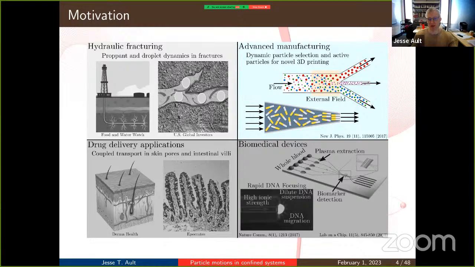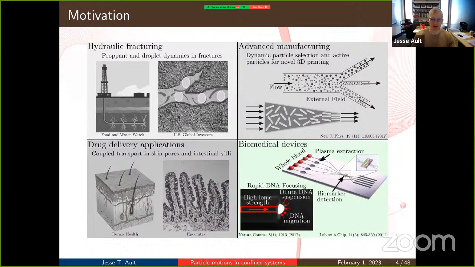Well, then it's useful to have techniques to isolate or select or separate different particles by whatever properties they have, size or charge. And so that's something that you could do in a microfluidics type device. On the other hand, you can think about drug delivery applications. Again, you have a variety of confined systems in your body where you want to somehow transport drug molecules. And then finally, biomedical devices, you may want to isolate certain biomolecules or separate or detect or concentrate.